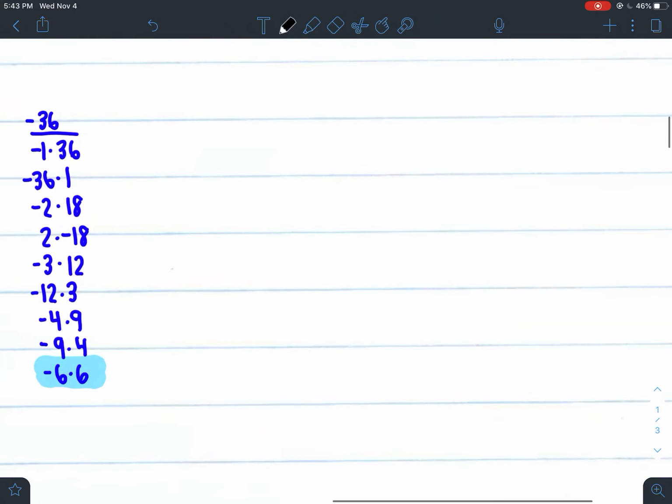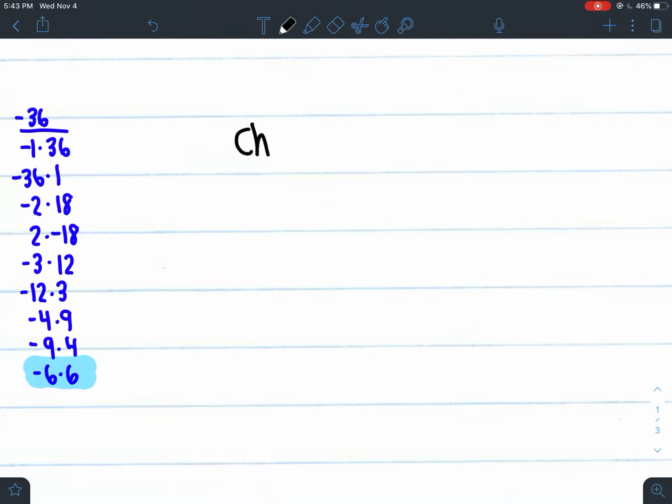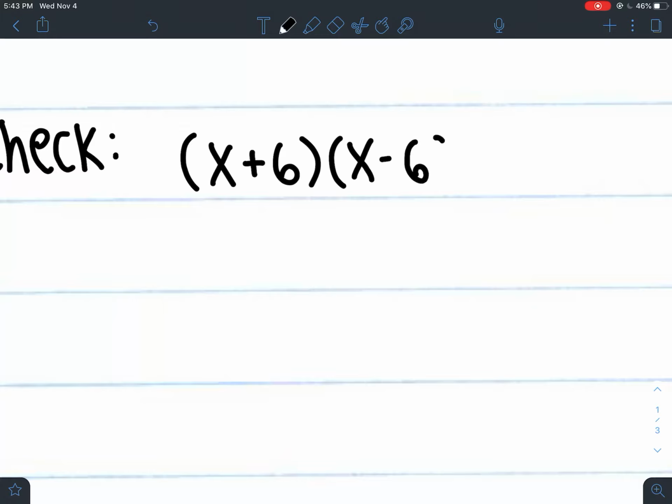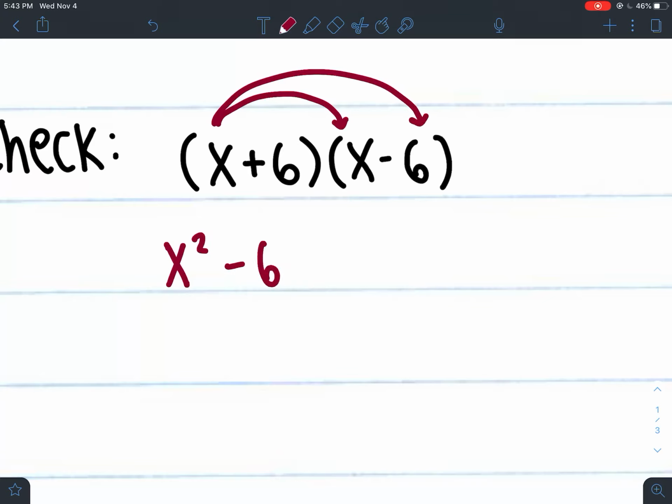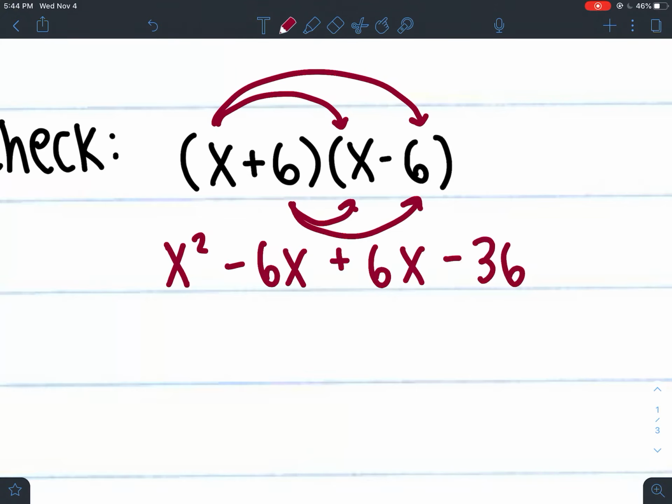So how could I check this, right? If I wanted to check x plus 6 and x minus 6, well, I could double distribute this back out. So I could do x times x here. I get x squared. X times negative 6 is negative 6x. And then do 6 times x, which is positive 6x. 6 times negative 6 is negative 36.